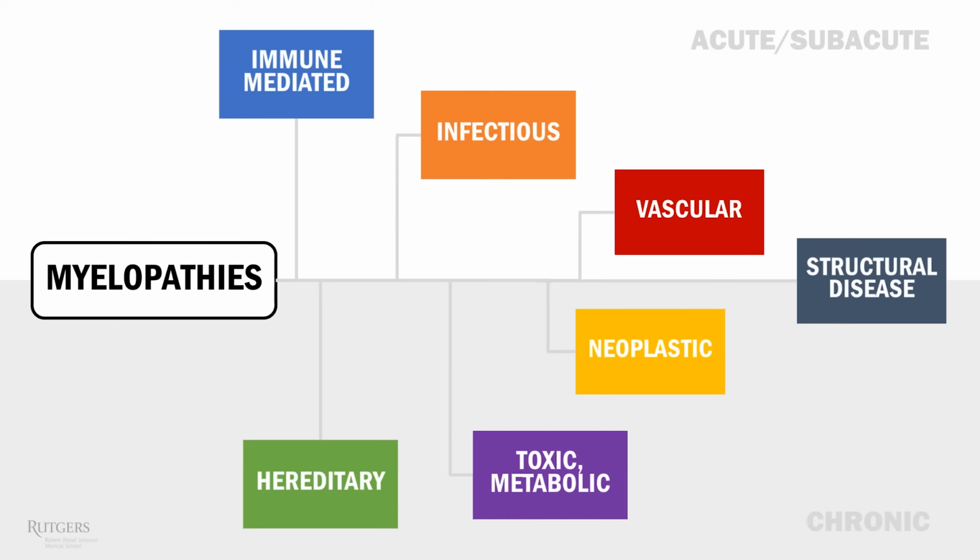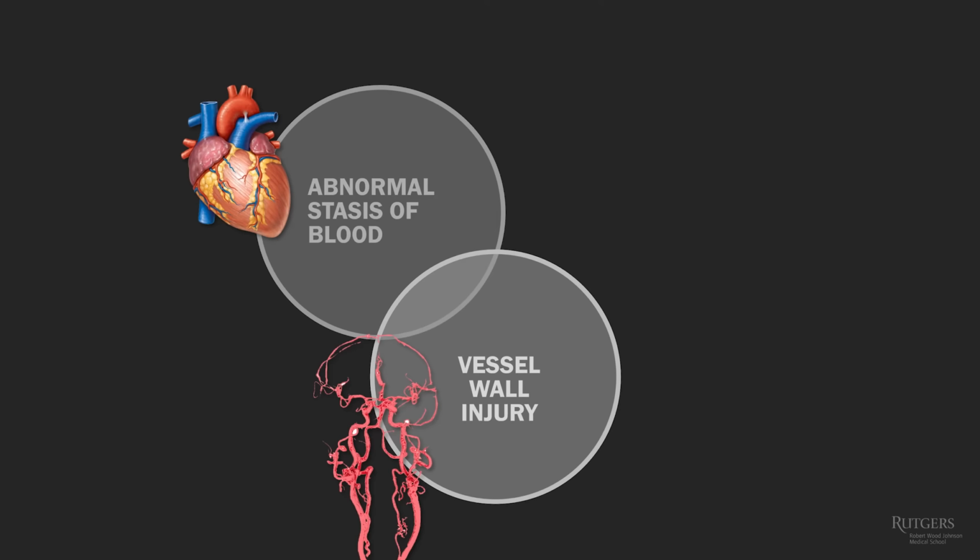So now that we covered immune-mediated and infectious myelopathy, let's switch gears to vascular causes. There are essentially two major vascular lesions of the cord, ischemia and hemorrhage. Clot formation depends on three basic components: disorder of the blood vessel wall, disorder of the heart, and disorder of the blood itself, the Virchow's triad. Cord strokes are no different.